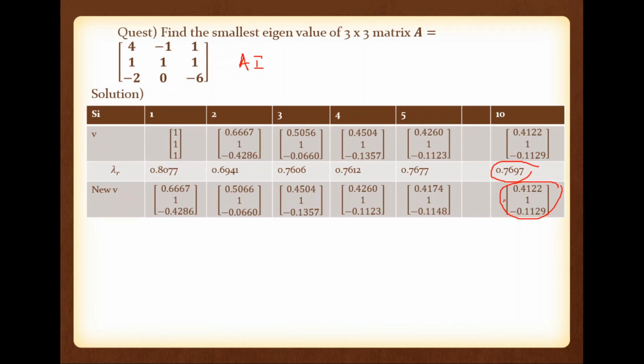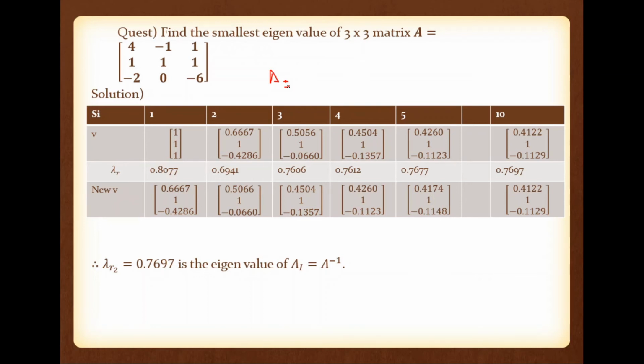value, and the resultant normalized vector is 0.4122, 1, minus 0.1129. This means these two values are the same, so we can take this one as the eigenvector and this one as the eigenvalue. So please note, the largest eigenvalue of A inverse, lambda R2, is equal to 0.7697. Okay.